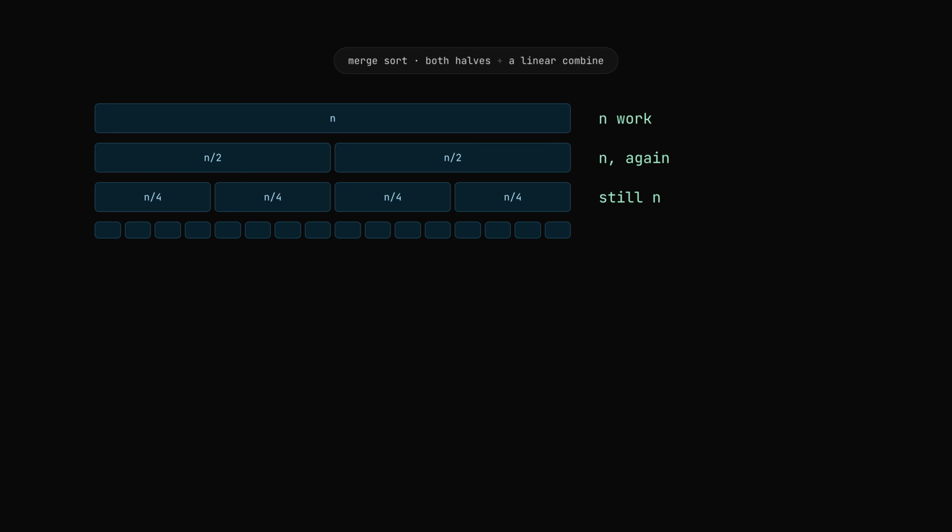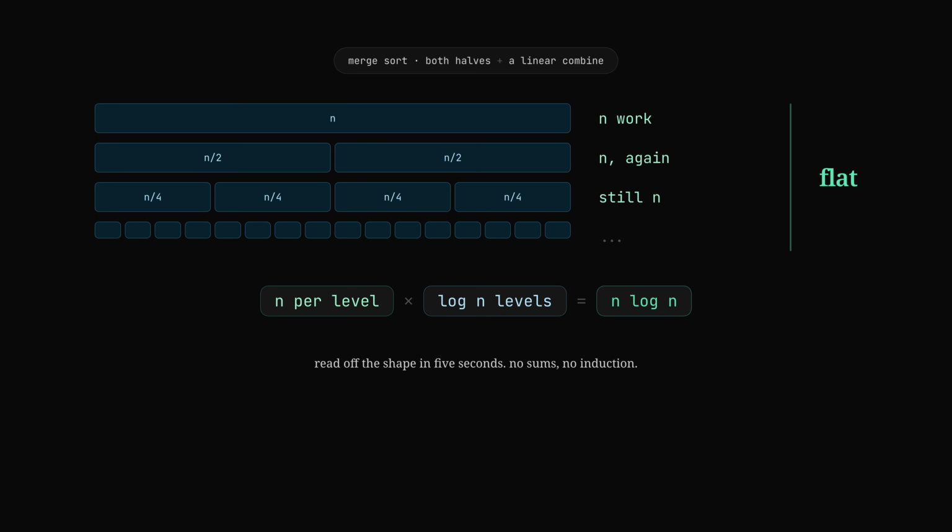4 merges of n over 4. Still n. Every level moves the same n elements through merges. The tree is flat. So, n work per level times log n levels. n log n. Read off the shape in 5 seconds. No sums, no induction. And quicksort with good pivots is the same picture from the other direction. Each level partitions n elements total across its calls, log n levels deep. The tree does not care whether the linear work happens before the recursion or after.